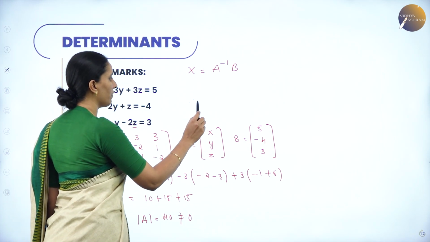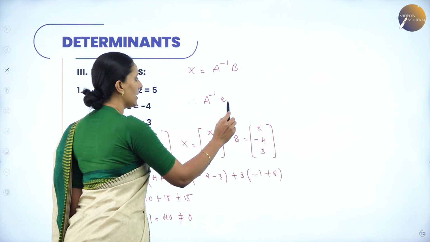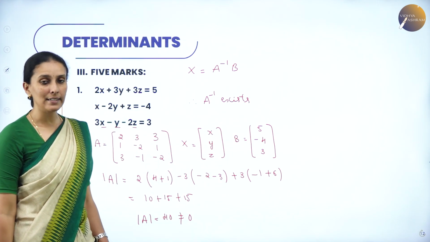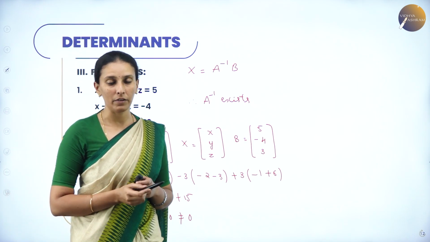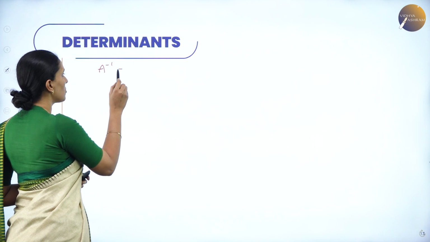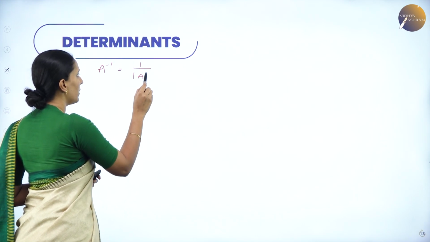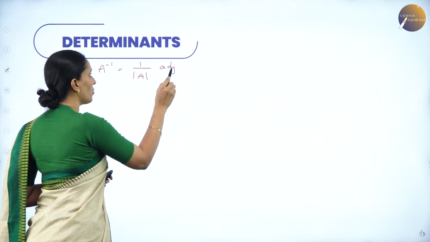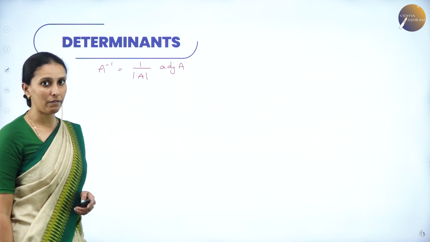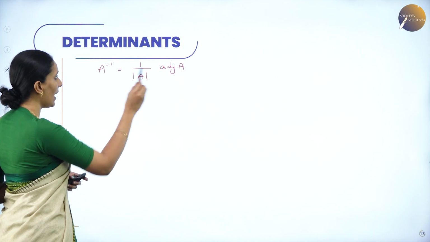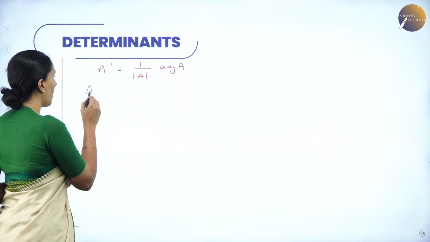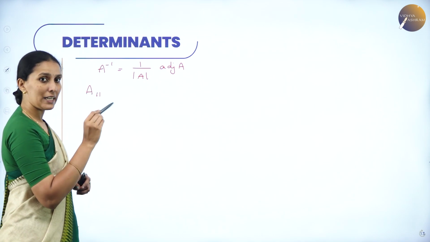So what can we confirm here? We can say that A inverse exists. Once A inverse exists, we are going to find out A inverse. And how to find A inverse? A inverse is always 1 over determinant A into adjoint A. So that means we need to find the adjoint for the given matrix. To find the adjoint, we need the cofactors. The cofactors are the minors of each element.